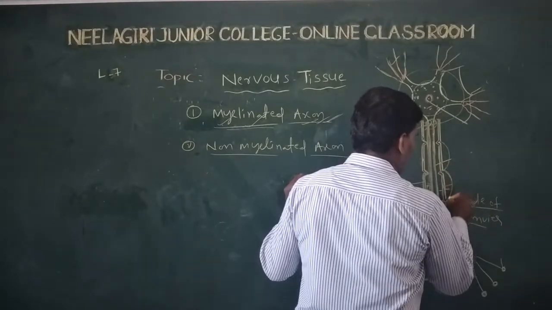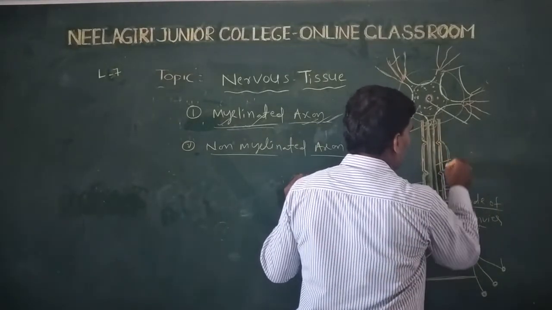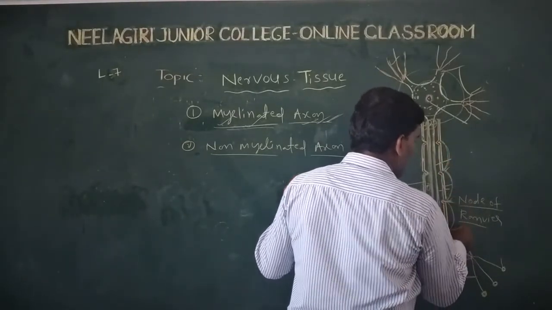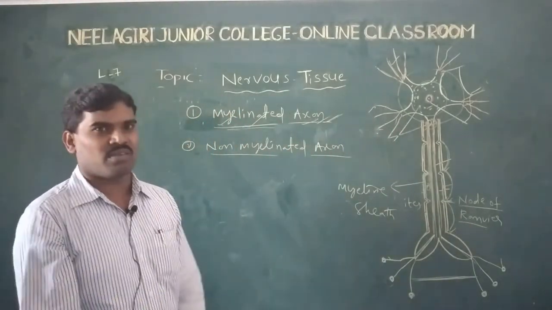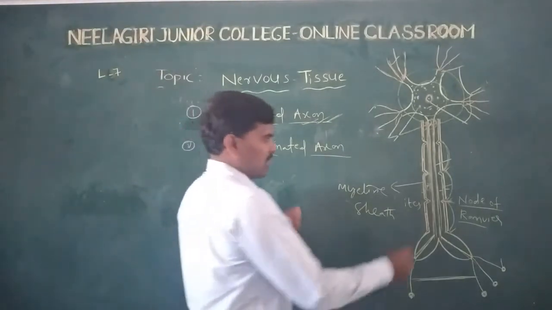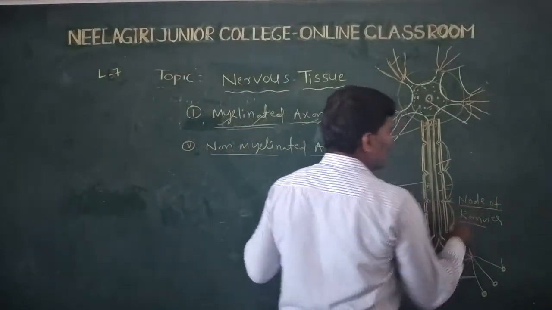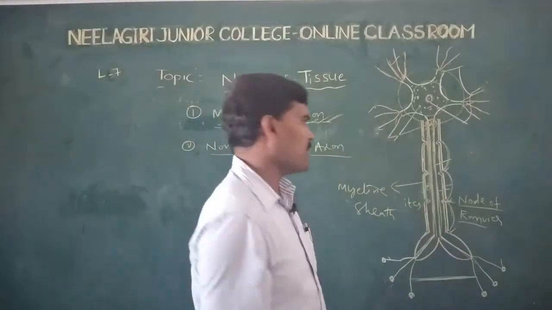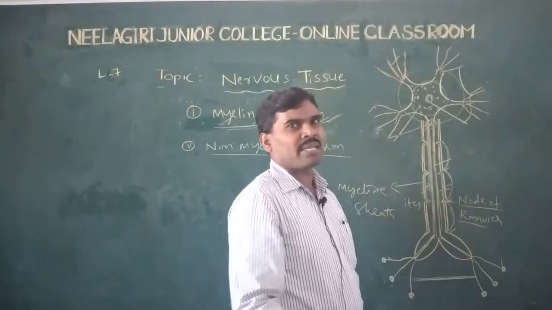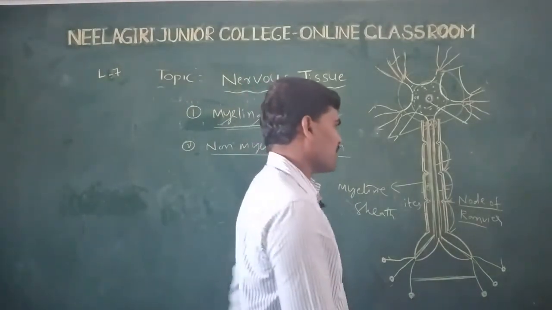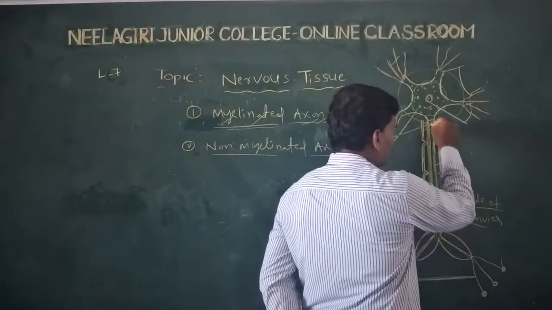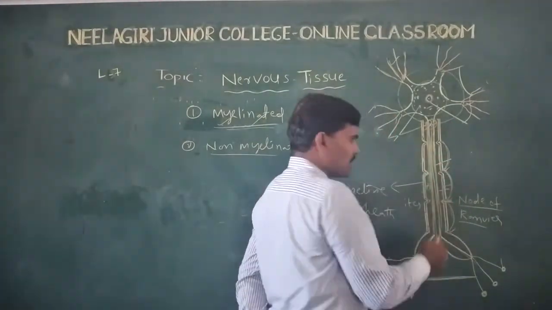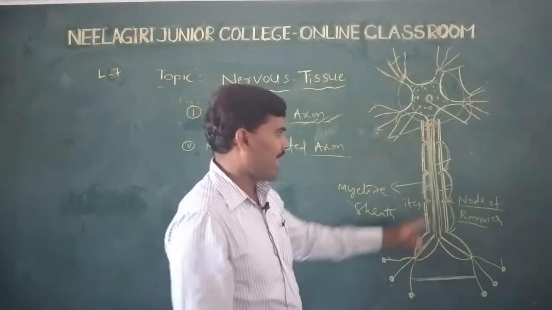From one node of Ranvier to another node of Ranvier, the nerve impulse jumps. We already discussed nerve impulse jumping in the previous class. It is like slowly walking versus jumping and running. So this affects the speed of nerve impulse transmission through the axon.